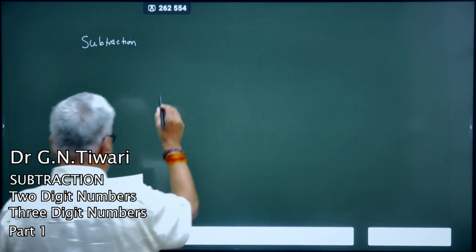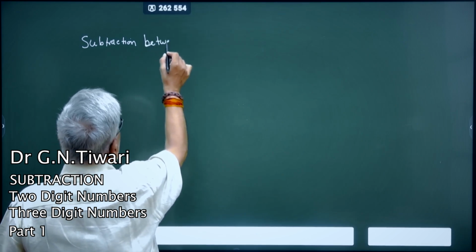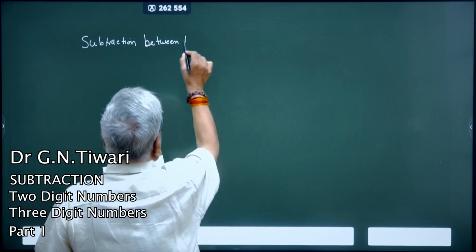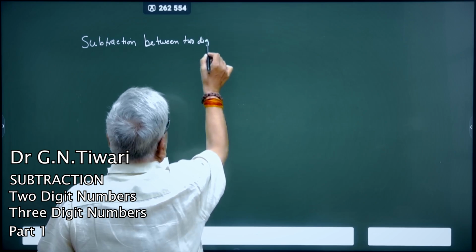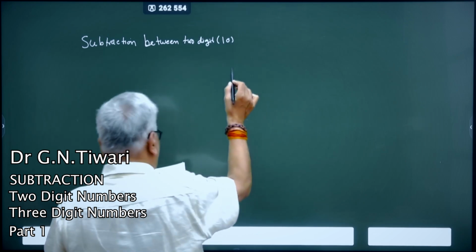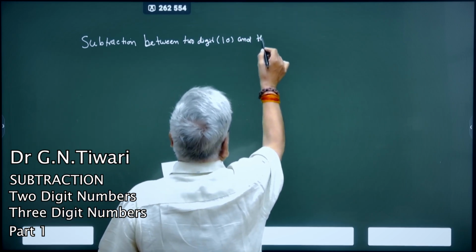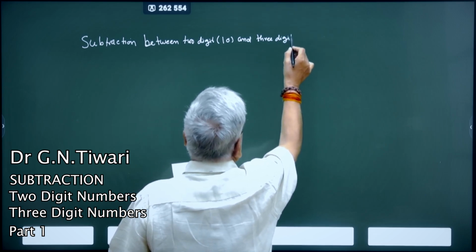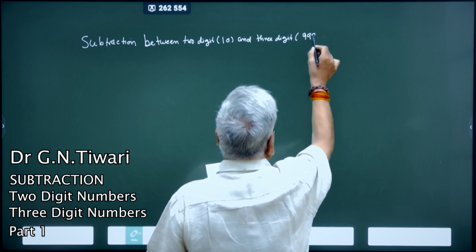Subtraction between 2-digit, which starts from 10, and 3-digit, which ends at 999.